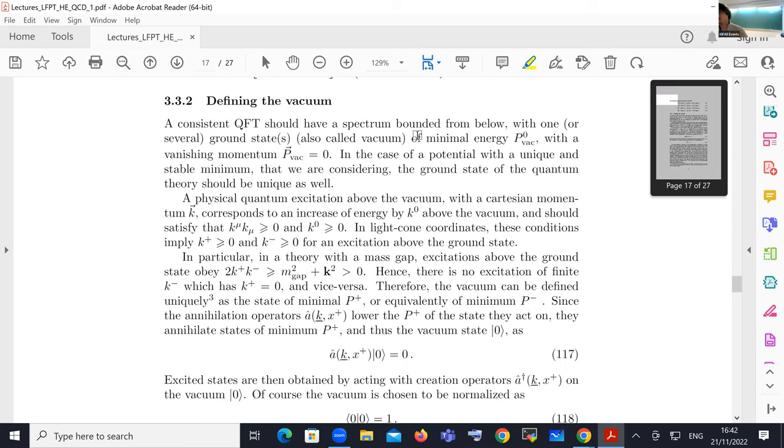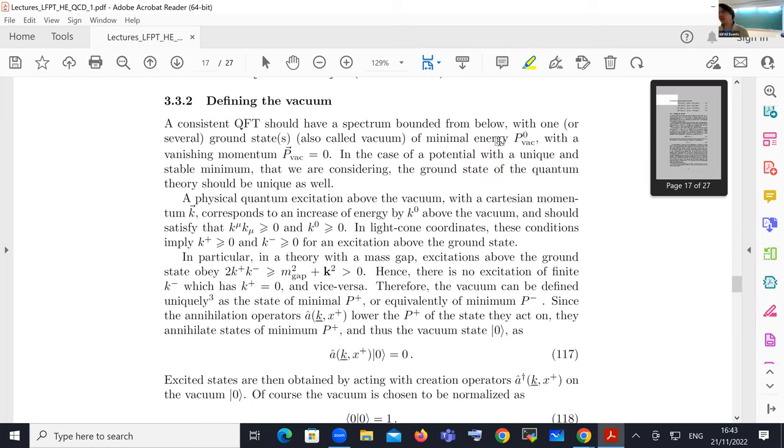instant form formulation with evolution described along the time direction x0. Then the energy would be P0, so there will be a minimal value of P0. Any state will have either this value or larger. And typically such a vacuum, the state of minimal energy, would also have a vanishing space momentum, because if you add momentum, usually it adds energy as well. So here this is a minimal energy of the P0.